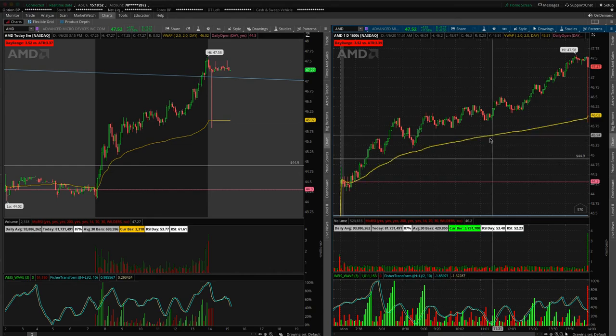We've also got a VWAP on here. This red line is the opening bar. So you can see on both these charts we open at 44.30. We end at, well, we have a high of 47.58.